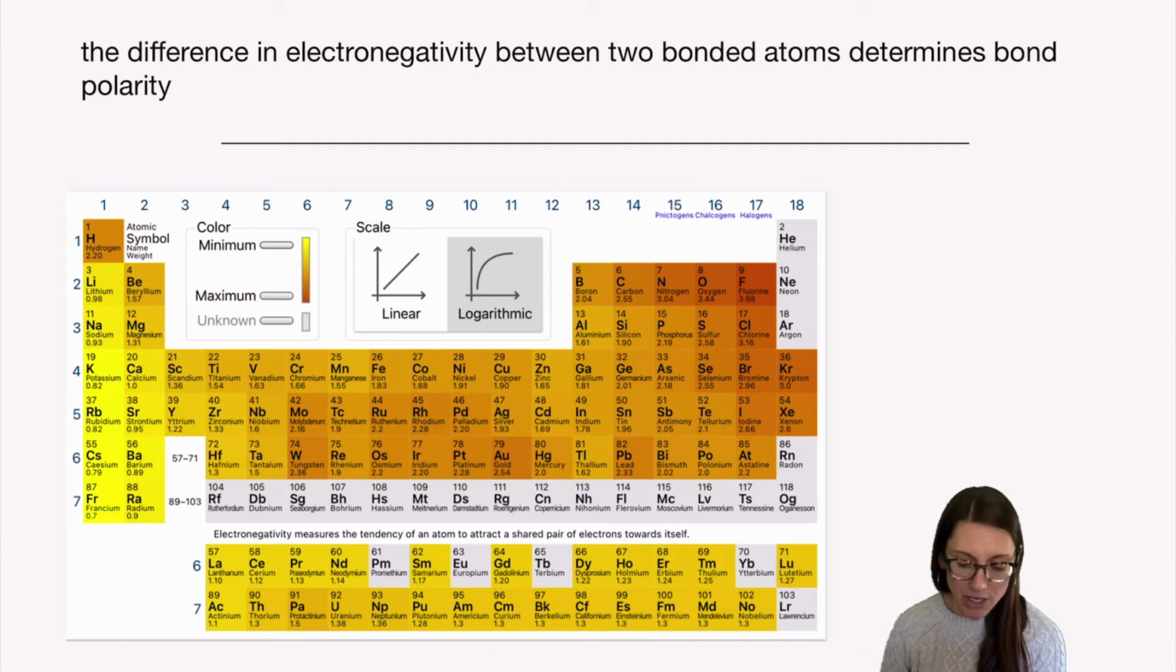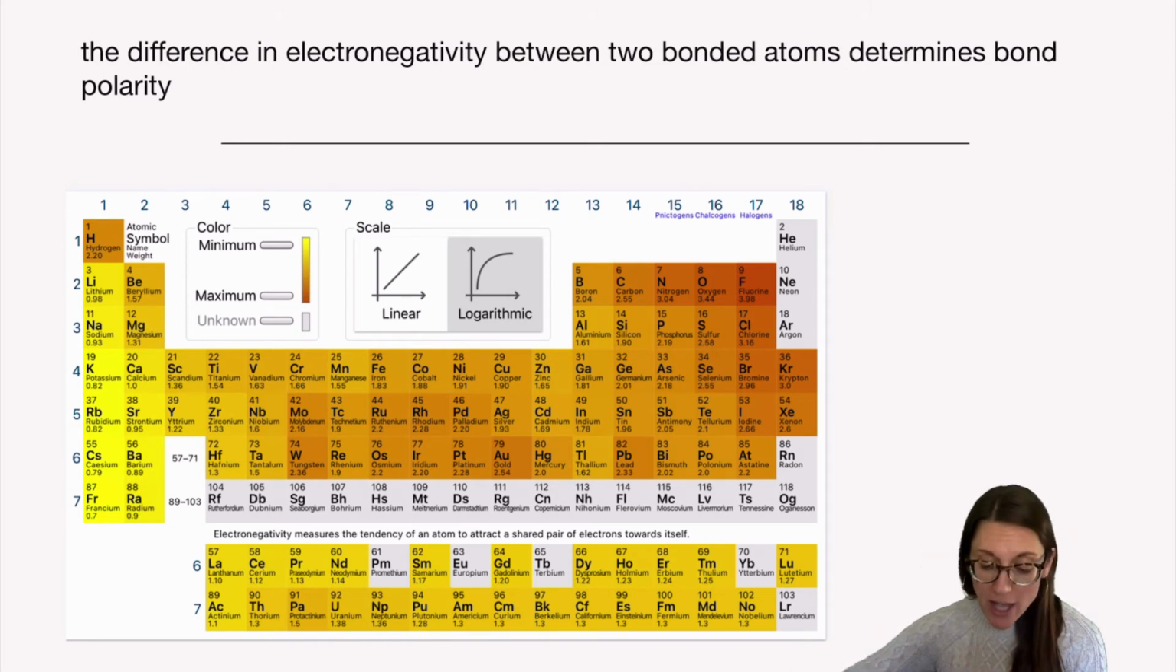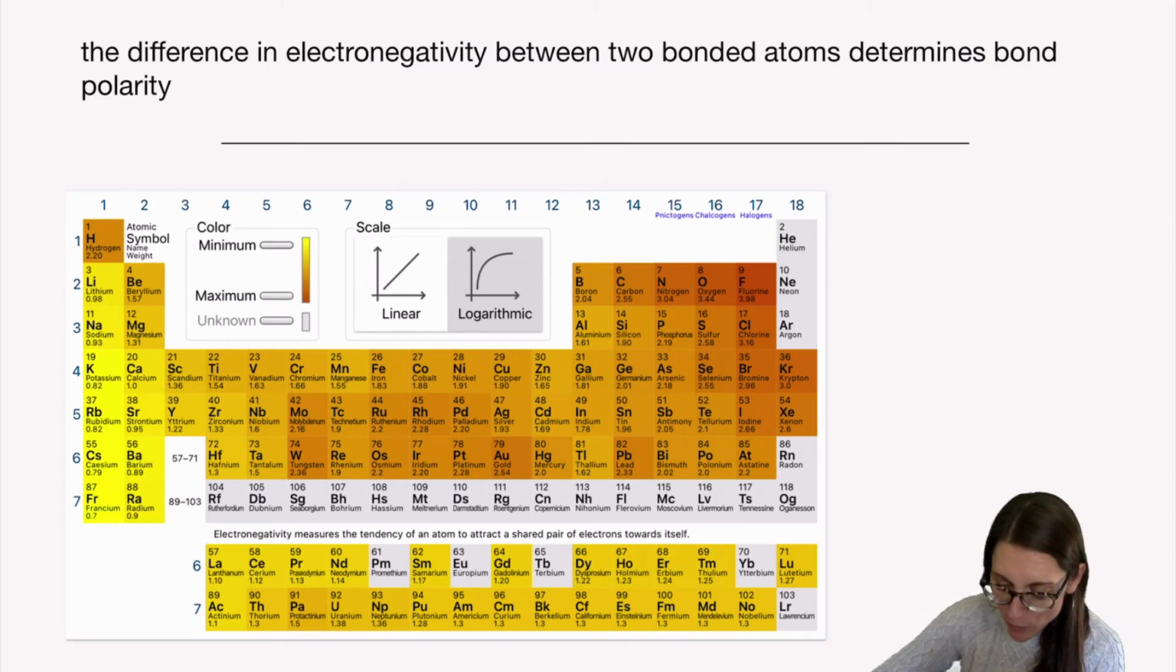Down here on the bottom, I have the periodic table, and this is from ptable.com. This is just an image, and it has the different electronegativities on it. You can see the color coding: the more orange it is, the more electronegative those atoms are. And you can see values for the electronegativity, which in this particular version are written down here at the bottom.